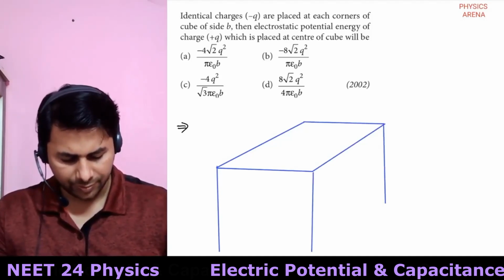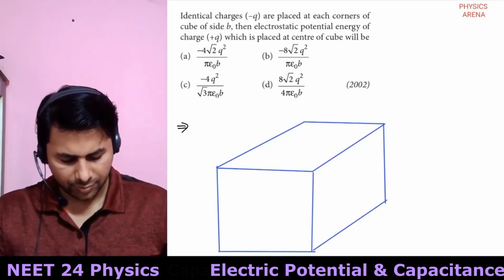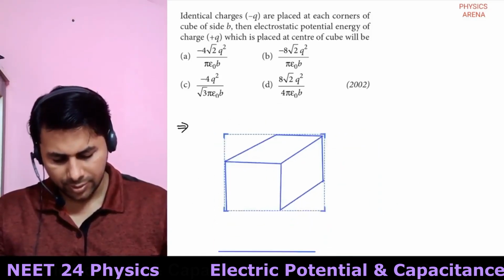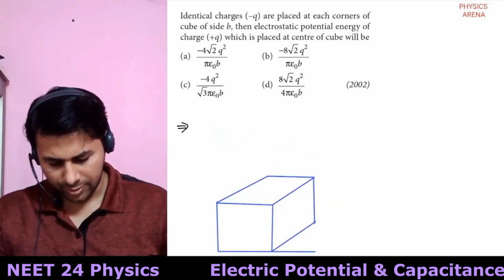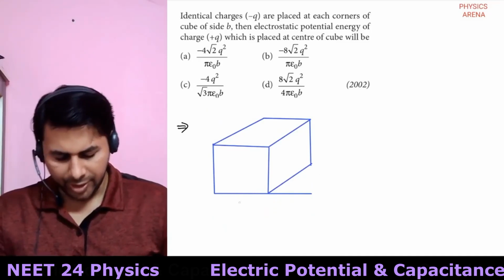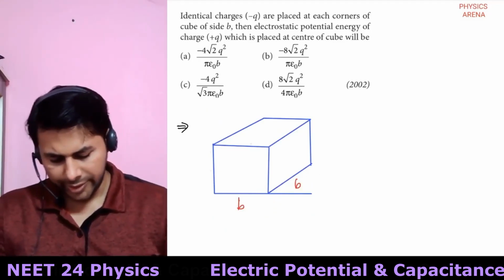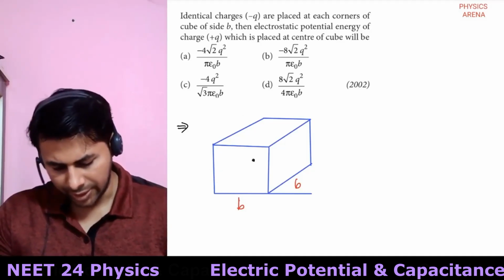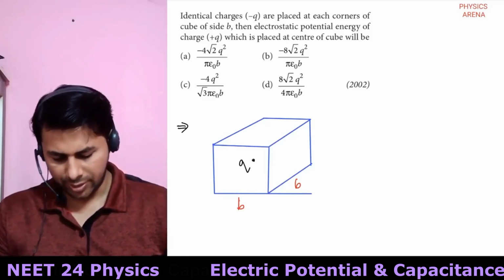Okay, so this is a cube, side B. And this side is B, right? And you want the potential energy of this charge, capital Q, which is placed at the center of the cube. So tell me.